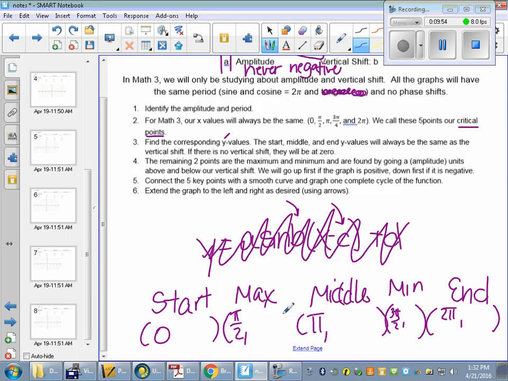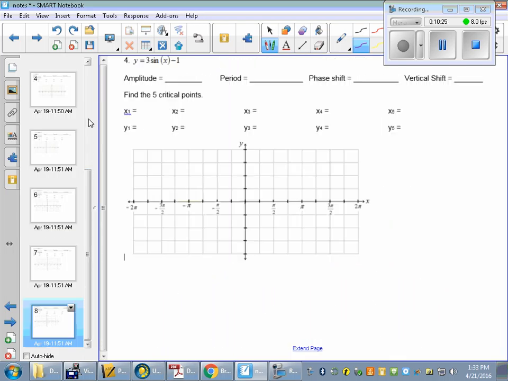So we find these corresponding y values by taking whatever midline we're at and adding and subtracting our amplitude. For the maximum, wherever your midline is, go your amplitude units above. For your minimum, from your midline, go your amplitude units below. And we're going to plot these points, connect them with a smooth curve, and then show the graph is continuing forever to the left and to the right using arrows. So this will make more sense as we get into some examples.